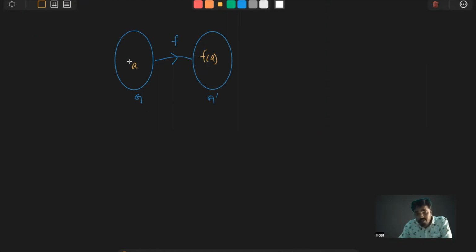Similarly, what will be the pre-image of F(A)? It will be A. So what is the statement? What is it saying? Order of F(A), that is order of image, divides order of A, the pre-image. This is the property of homomorphism. Order of F(A) divides order of A. That is, order of image divides order of pre-image.